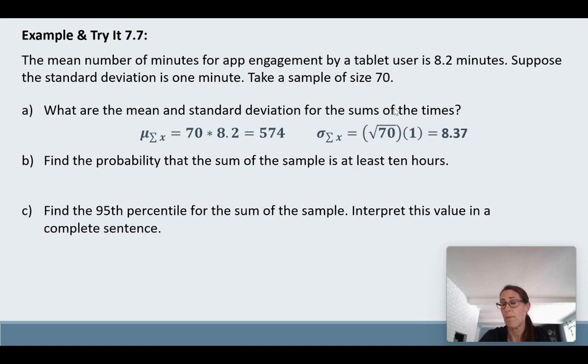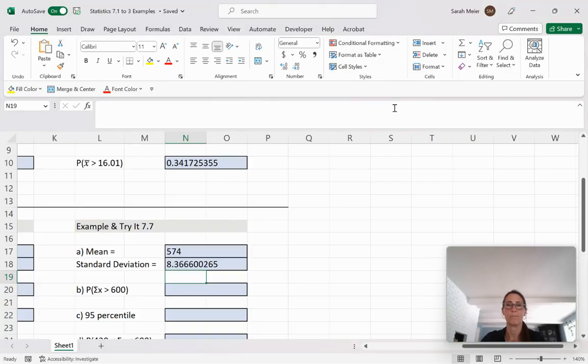Again, you don't have to do that part in Excel, but it is helpful if you want to use the cell references when you use the normal distribution formula. So our new mean, the mean of the sample sums, is 574, and the standard deviation of the sample sums is 8.37. So we're going to find the probability that the sum of the sample is at least 10 hours.